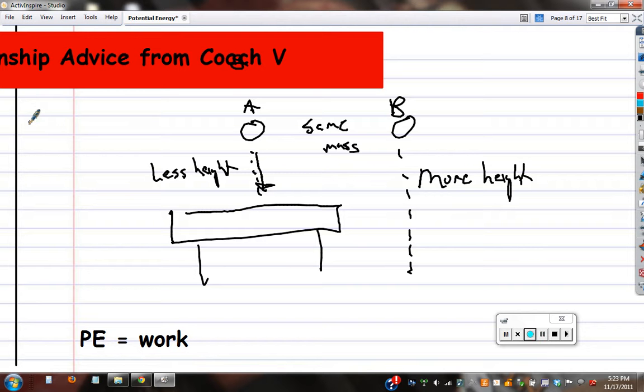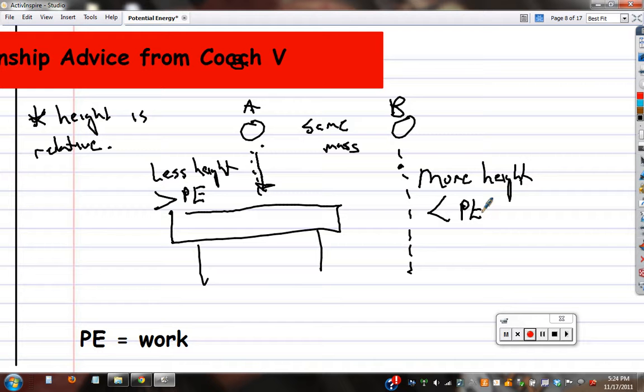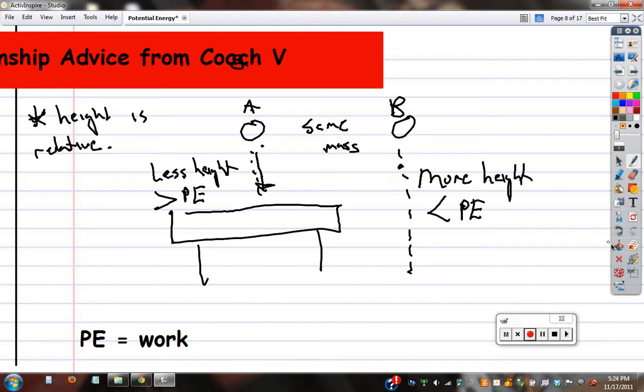So the first thing that you need to add to this is this idea. Height is relative. Okay? How much potential energy depends on how high it is to the next closest surface that can stop it. That's what relative means. It's relative to the table. The same ball has less height and less PE. Okay? This has more height and more PE. So it's relative to position. Back to our definition.